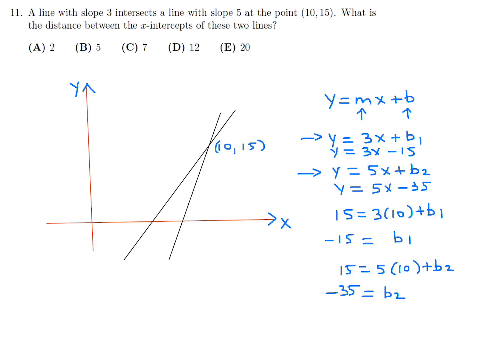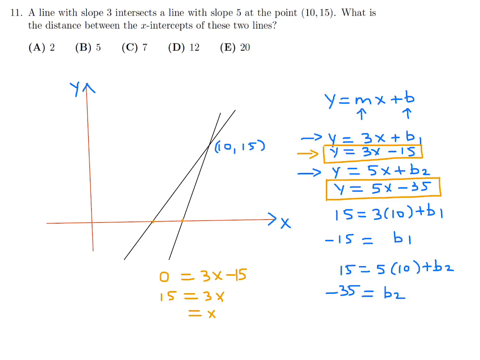And then now we'll take these two and figure out where they cross the x-axis. So we want this point and this point, our x-intercepts. How do we get an x-intercept? Well, you set y equal to 0. So for the first one, I'll do it down here. 0 equals 3x minus 15, and therefore 3x is equal to 15, x is equal to 5. So this is 5 right there.